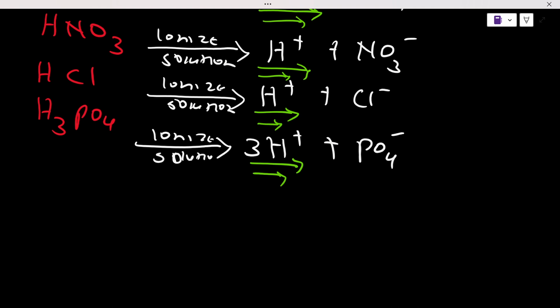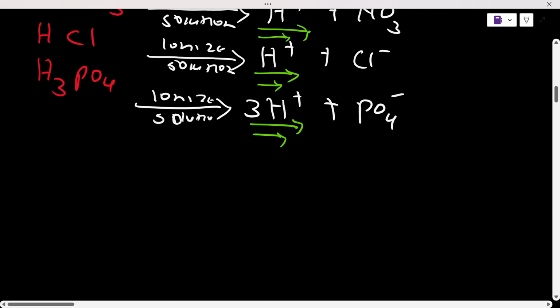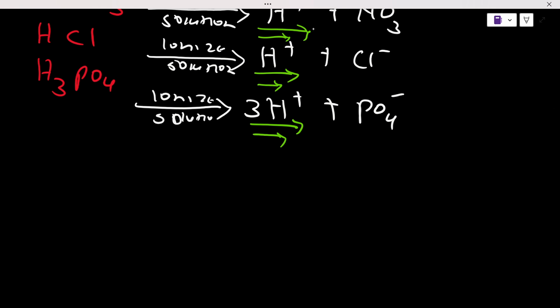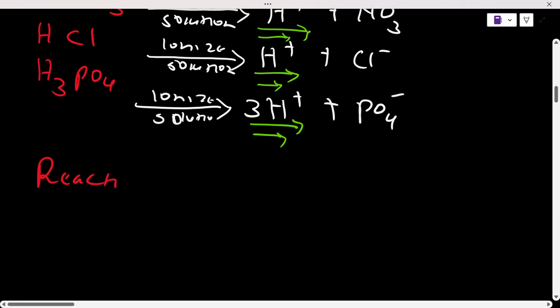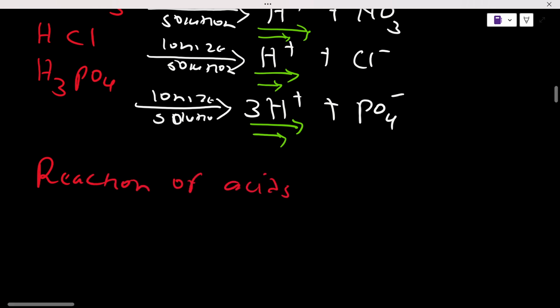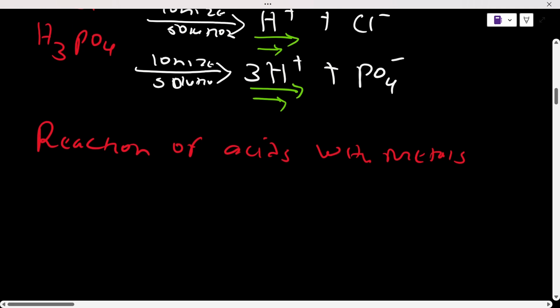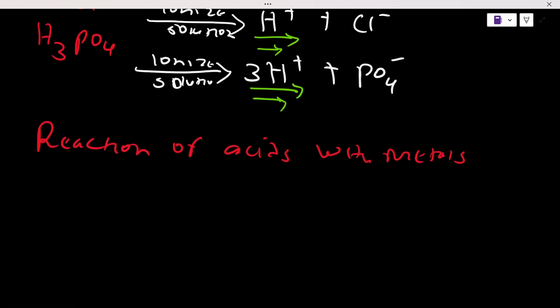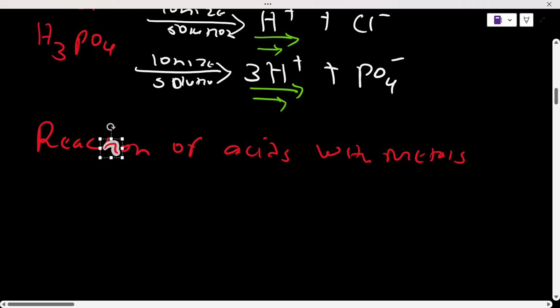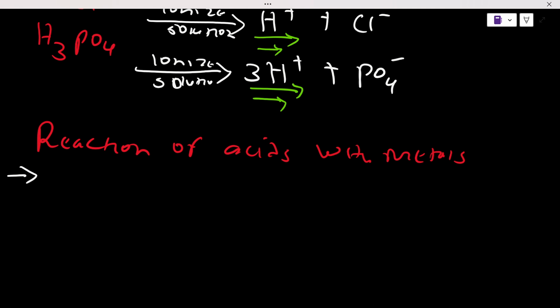Now, how do acids react with metals? Reaction of acids with metals. There are key things you need to know before you go deep into this. They're necessary. The first key thing you need to know: only metals above hydrogen in the reactivity series will react with dilute acids.